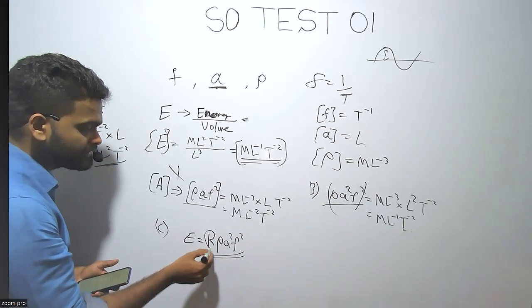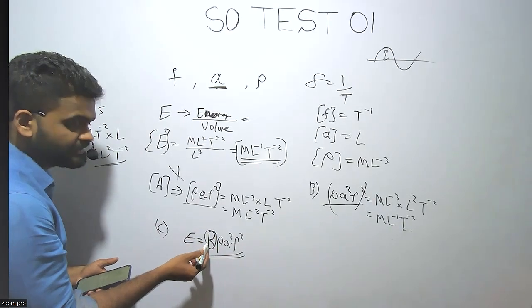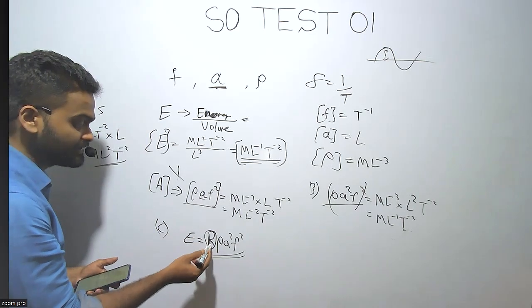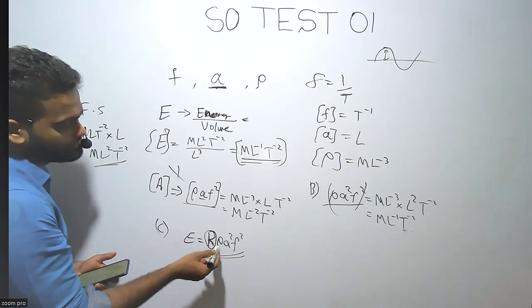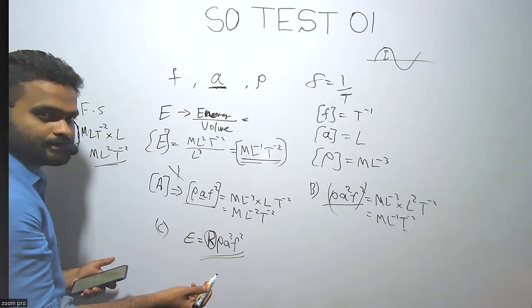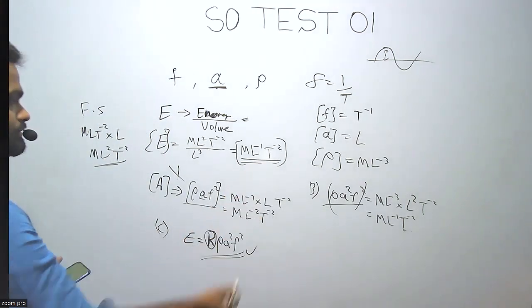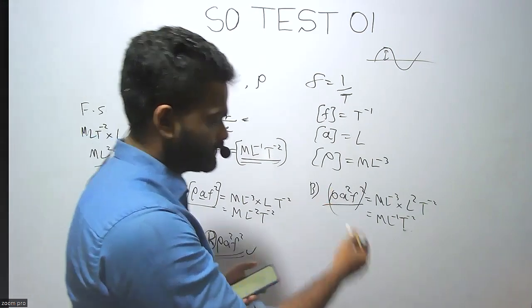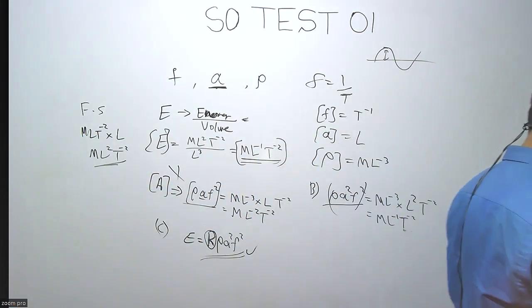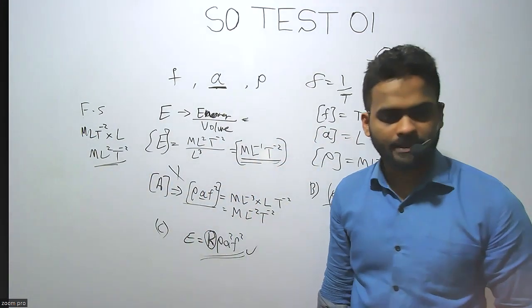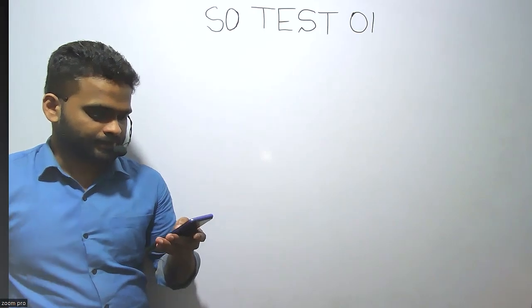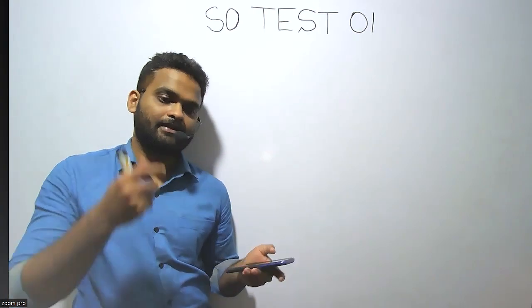The only difference is it is multiplied by a K. K is a dimensionless constant. What does it mean? It means the dimensions do not change if you multiply by a K, right? So this equation also can be considered to be true. So the answer should be B and C, fifth one. Right. 15th question.